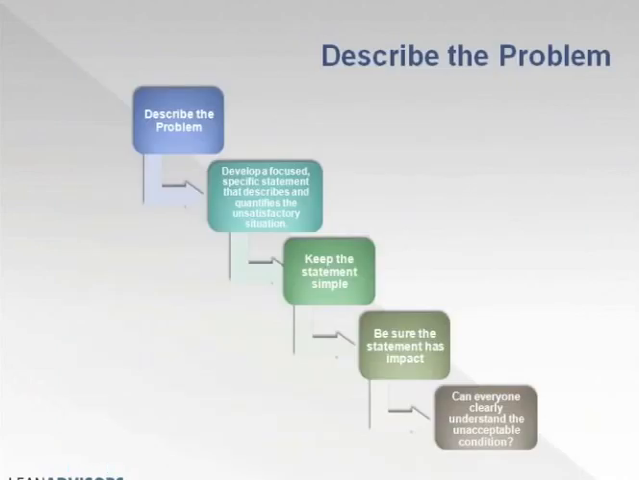Well, let's go back to describing the problem. When you're looking at describing a problem, one of the things you want to do is ask questions like, why did we see this happen? Where did this happen? What's going on? You really want to be a detective in setting up this problem, developing focused, specific statements that describe and quantify the unsatisfactory condition. In other words, you don't want to say, it's bad out there. You want to put it as 50% of our product comes back to us.